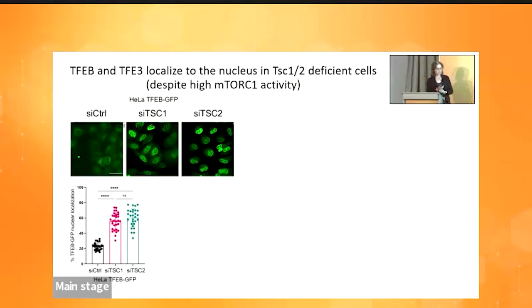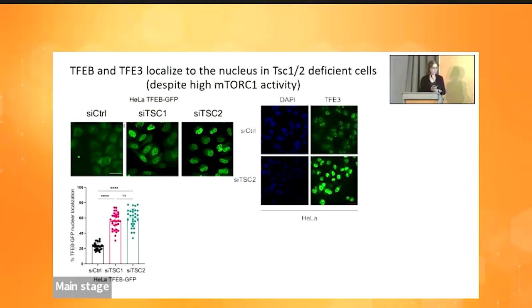What's very surprising and unexpected in tuberous sclerosis, we've seen this, it's also been seen by Dr. Asrani and by Jim Brugarolas, is that despite high mTOR activity in TSC2 or TSC1 deficient cells, TFEB and TFE3 are in the nucleus. So you see this here in HeLa cells expressing GFP tagged TFEB with downregulation of either TSC1 or TSC2. It's really obvious that TFEB is in the nucleus. We see the same here with TFE3.